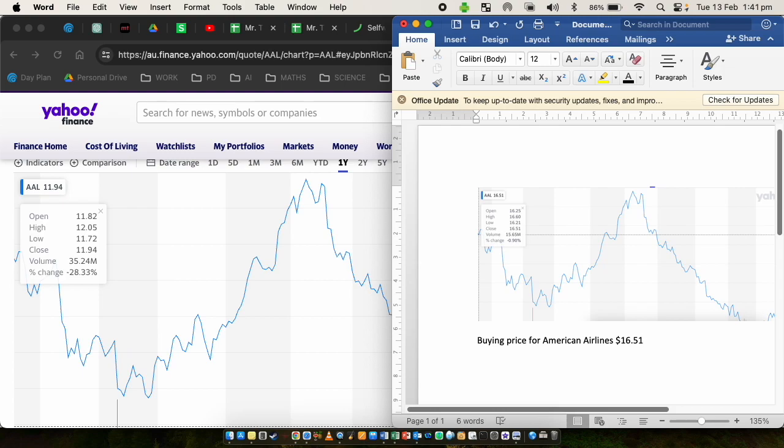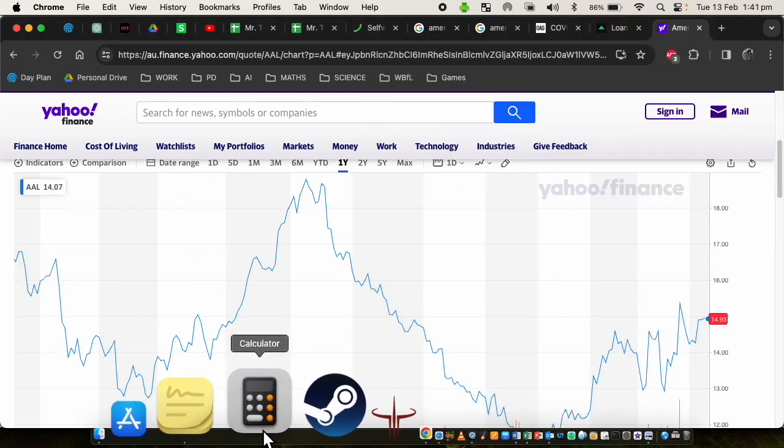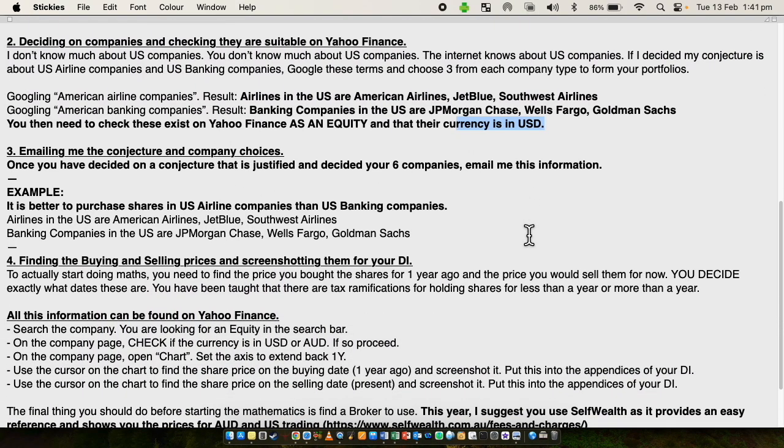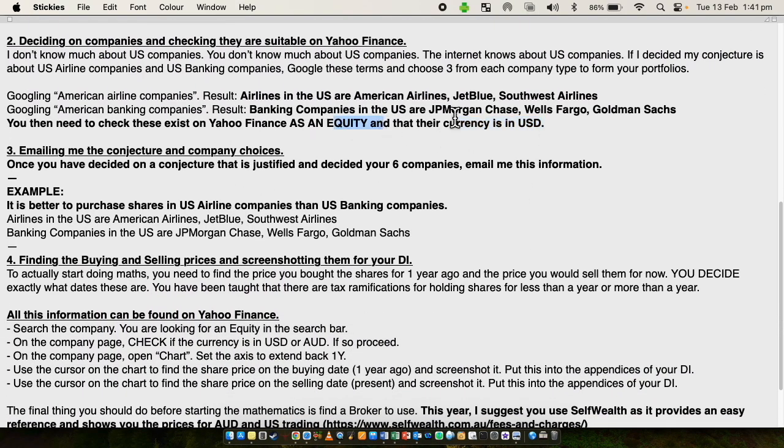Okay. Could I do that for the remaining 2 companies in the airlines? Could I do that for the other companies? Yes? Yeah, make sure it's an equity. Make sure the currency is in USD or Australian dollars.